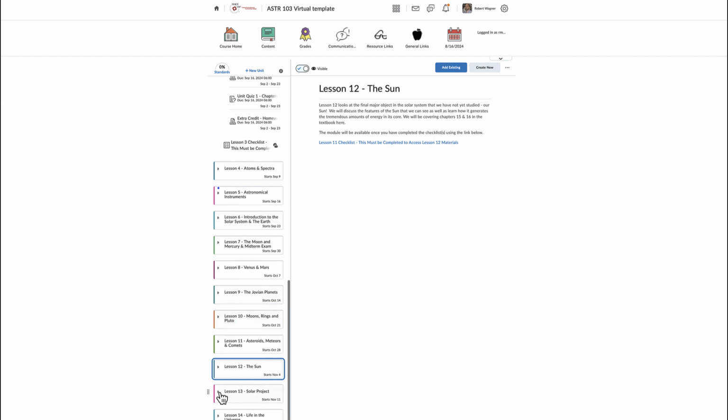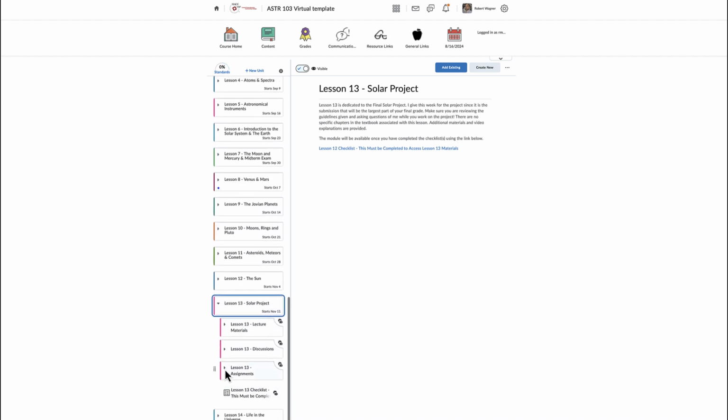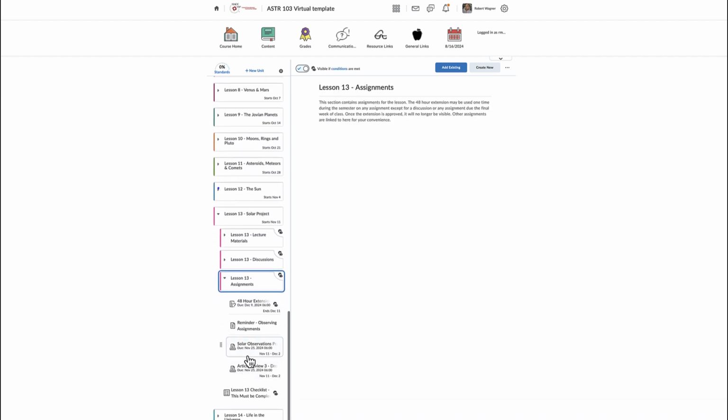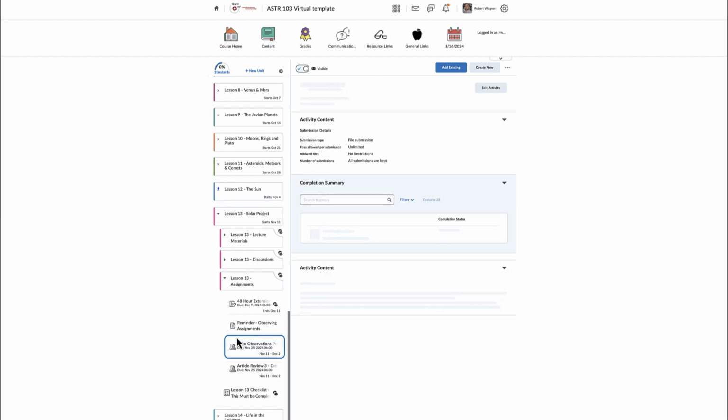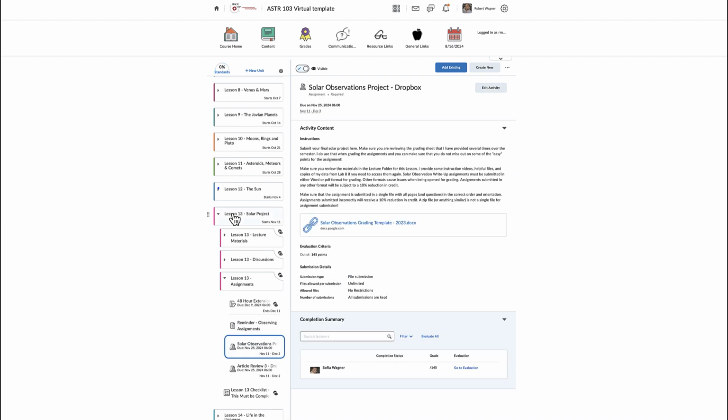So finally, the solar project itself we can take a look at. That is in lesson 13. I give them the final solar project, which is really just the submission of their entire project. And I give them a grading template as to what I'm looking for, and a whole breakdown of exactly what they want to do. So if they want to see what they need to do, they just need to open this.